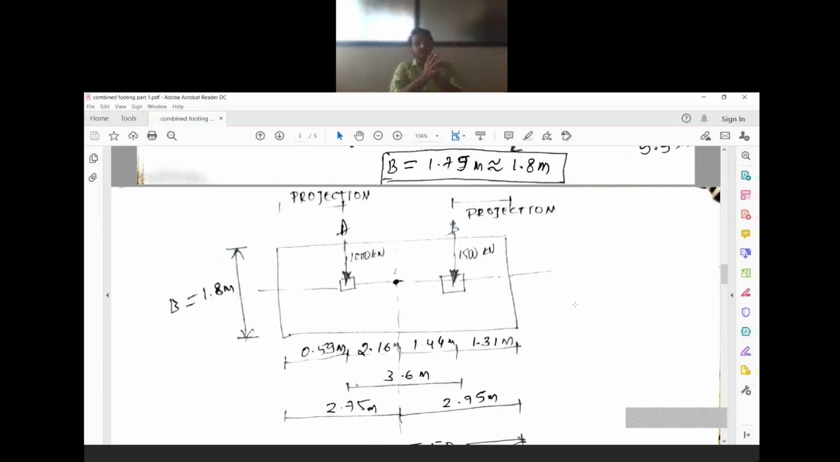See, one more thing you need to observe here is the sizes of the columns are different. So the size of column A is 400 by 400 mm, that is 0.4 by 0.4 meter. Size of column B is 0.6 by 0.6 meter. Not only are the dimensions different, the loading is also different. 1000 kilonewton, here 1500 kilonewton. So the loading is also unsymmetrical. The dimension of the column is also unsymmetrical. That is why the distance between the centroid and the column is different. So the resultant of the column loads is actually not at the center.